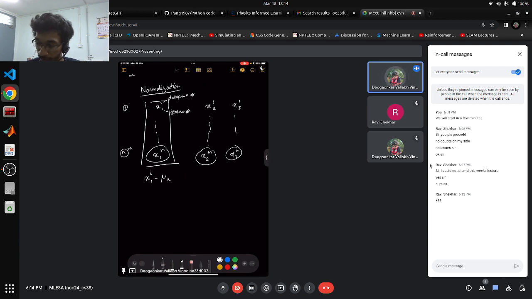So I'm going to replace each of the data point values. x1 i, I'm going to replace it with x1 i minus mu upon sigma square x1. So I'm normalizing the first feature values for all the data points. Okay, is this making sense?